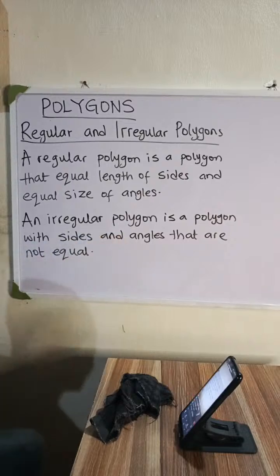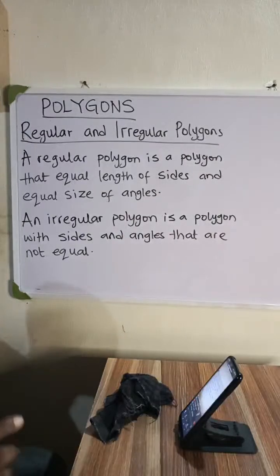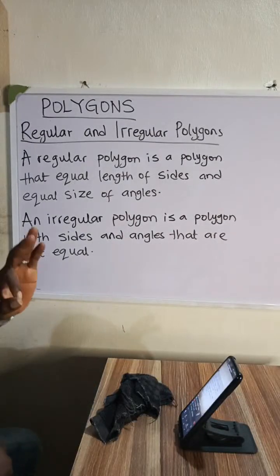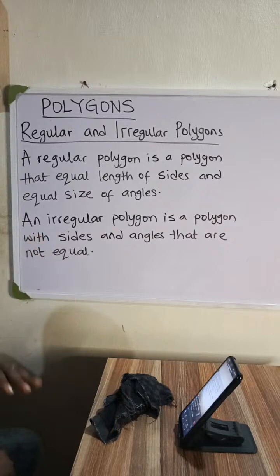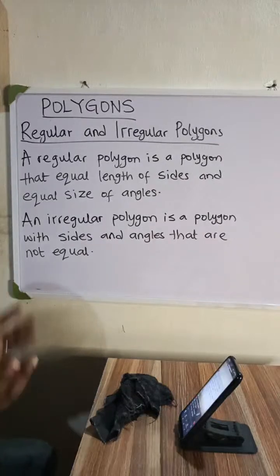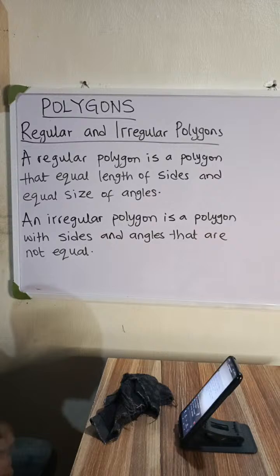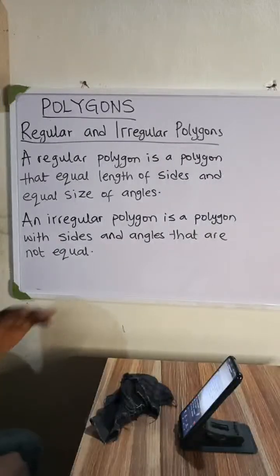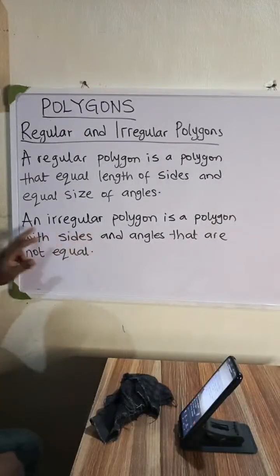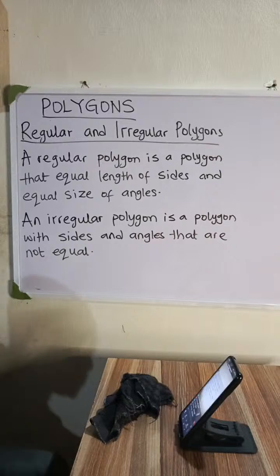So once at least one side or one angle is not equal, that is an irregular polygon. For it to be a regular polygon, all the sides and all the angles must be equal. Once one of the sides or one of the angles fails these criteria, then it is classified as an irregular polygon.